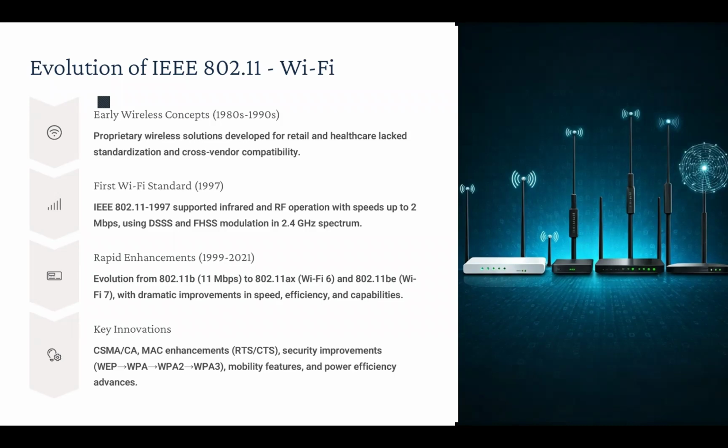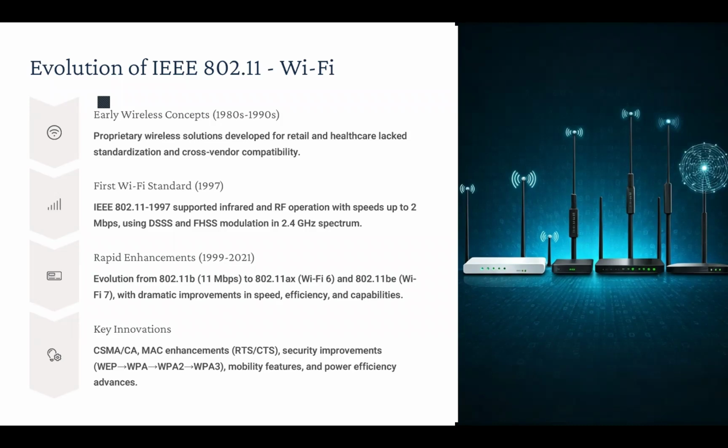Version a operated in the 5 gigahertz band for the crowded 2.4 gigahertz devices, supporting 54 megabits per second. Some of them were developed to support a specific technology, like version ax supported Wi-Fi 6, or version be supported Wi-Fi 7. Now, there are some key innovations in the wireless connection.